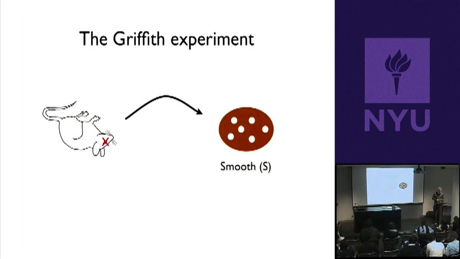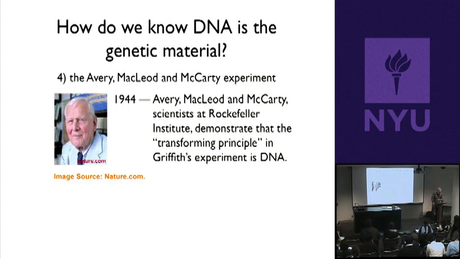Okay, so at this point, we still don't know what this substance is. All we know is it's a substance. Okay? And what that allows then is later scientists to do chemical experiments to figure out what that substance is. Okay? And that happened a few years later, also up the street. Okay? This time east side instead of west side at Rockefeller Institute, which is now called Rockefeller University. Three scientists, Avery, McLeod, and McCarty, did what is now one of the most important experiments in all of biology, because they showed that this transforming agent in Griffith's experiments was DNA.